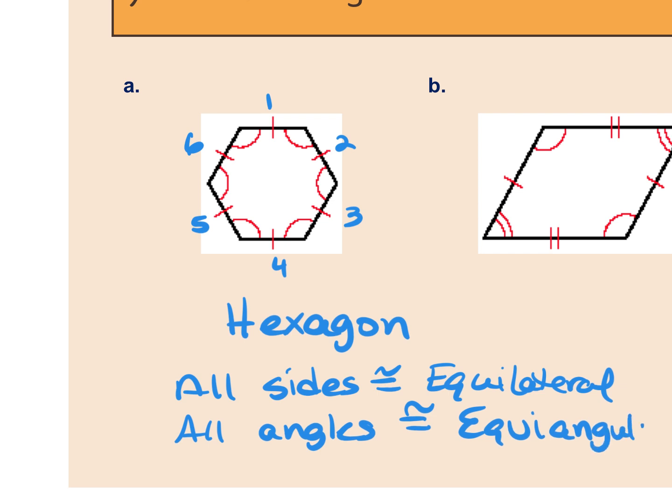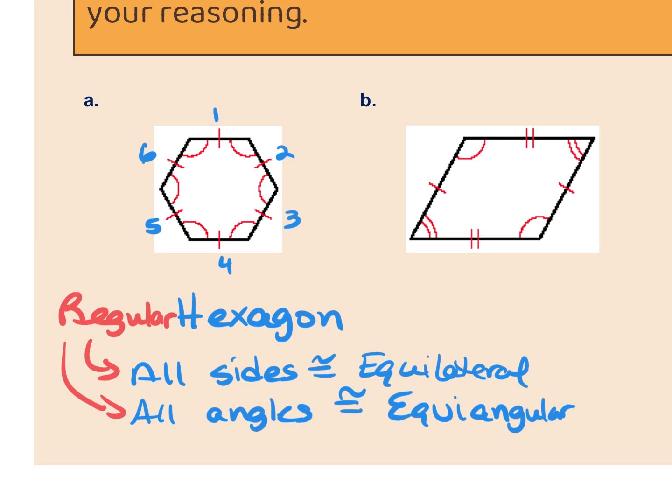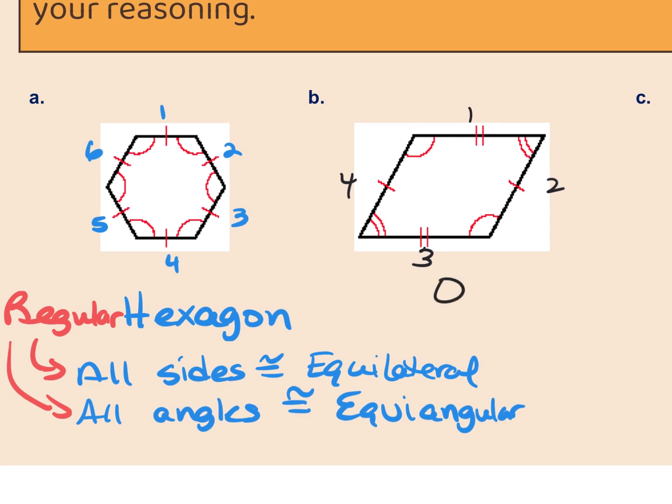And when it's both of these, then we could actually just say that this hexagon is regular because it has both all sides congruent and all angles. So because it's both equiangular and equilateral, this is a regular hexagon. Next, I'll look at the picture in B. I'm going to count my sides. It has 1, 2, 3, 4 sides, making this figure a quadrilateral.